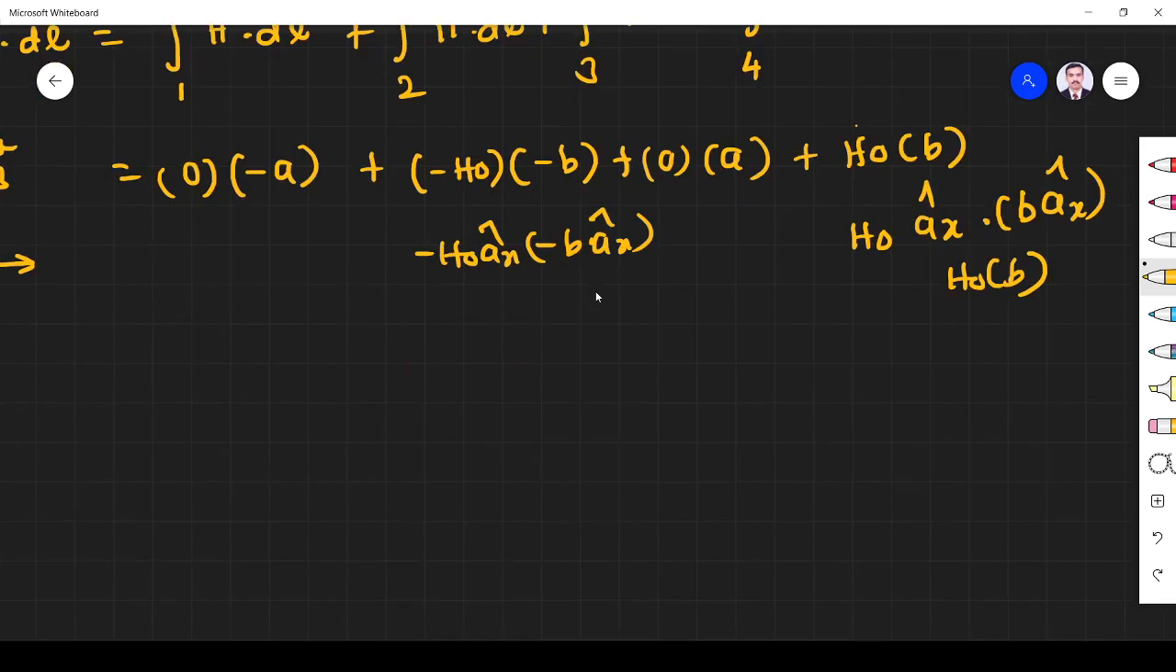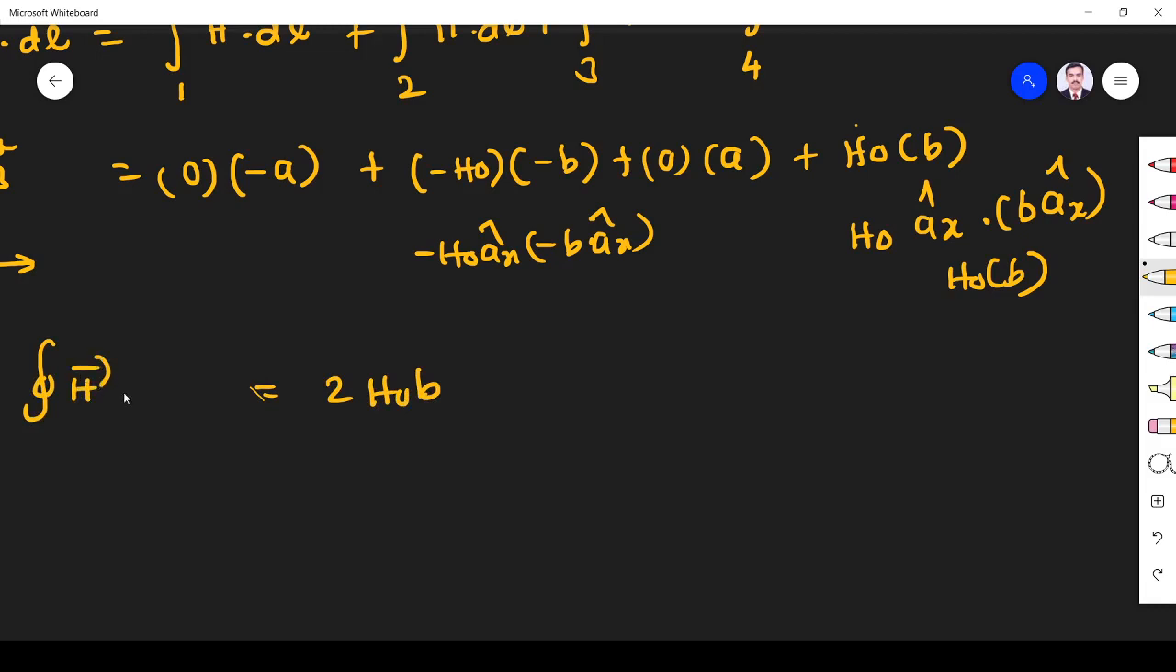Okay, so now we got all the points. Now if we simplify, we get 2 h naught b. This is what your H dot dl is. This is my equation number 1. The right hand side is I enclosed.